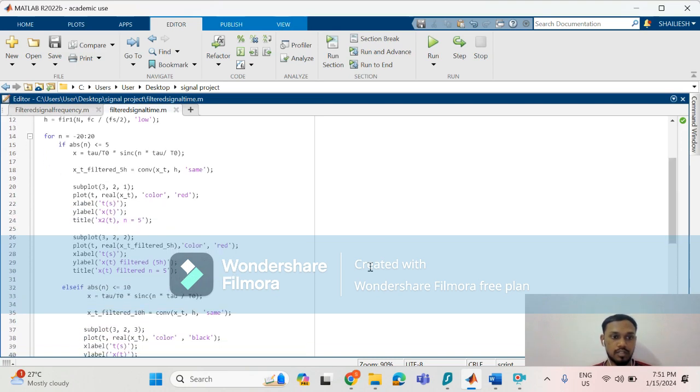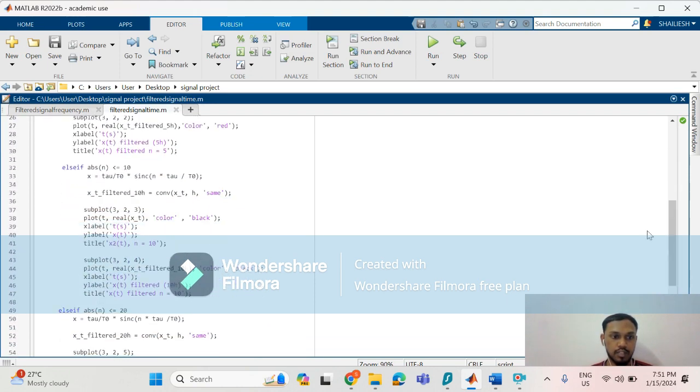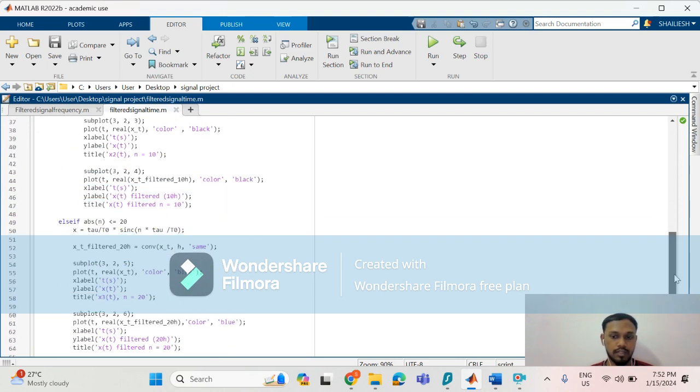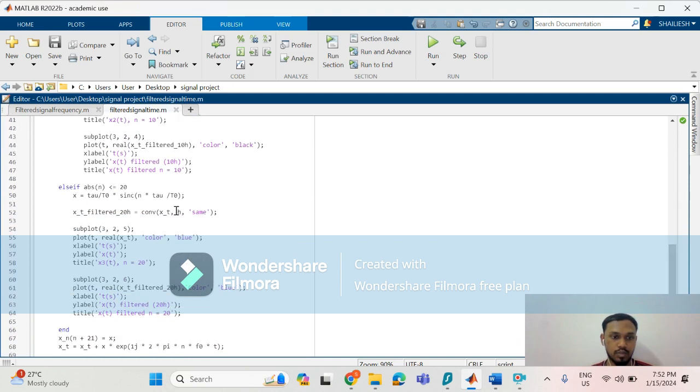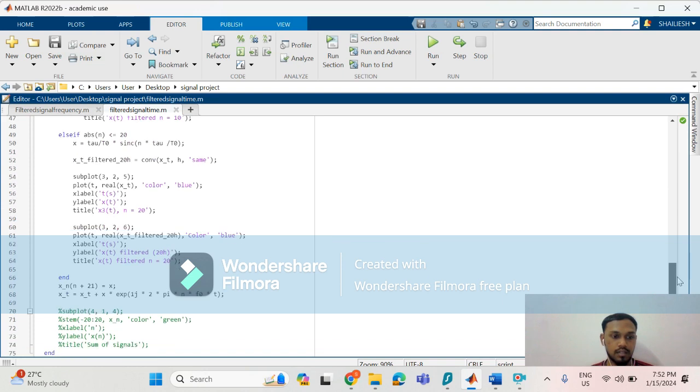This is for the 5th harmonic. We use this equation. For the 10th harmonic, we use this equation. For the 20th harmonic, we use this equation. Then we plot all the graphs. Then for xn, we use this equation. For xt, we use this equation.